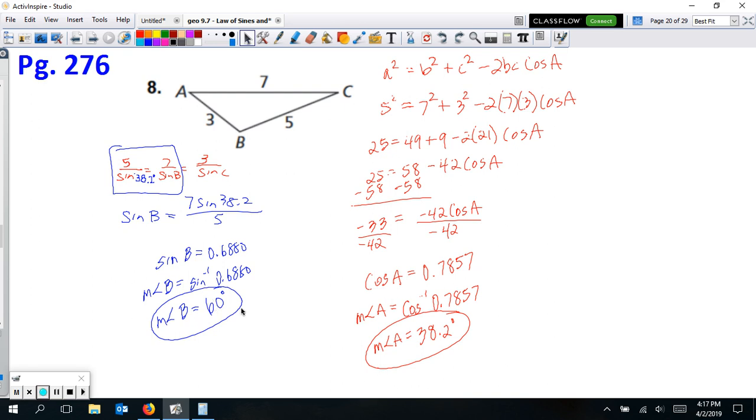But now that we know that, we can take these two. We don't have to use any law of sines or cosines anymore. We just do the triangle sum theorem, 180 minus 60 minus 38.2 to give us this last measure. So the measure of angle C is 81.8 degrees. And there we go, we're done. So we've found all the angle measures that we need to find, using law of cosines first, then law of sines, and then finally the last one we used is just this triangle sum theorem.